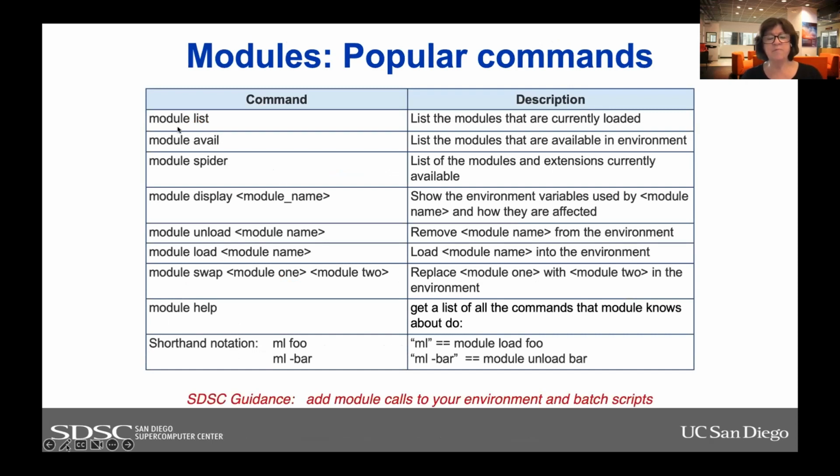And these are some of the most popular commands. This one lists the modules that are available, spider helps you navigate which ones are available, list shows which ones are loaded for me right now, and load and unload. You can load and unload or purge. You can also swap out modules. Oh, I've got the wrong version of the Intel compiler. I need Intel 1.139 and I have 1.137. So you can also just swap it out.